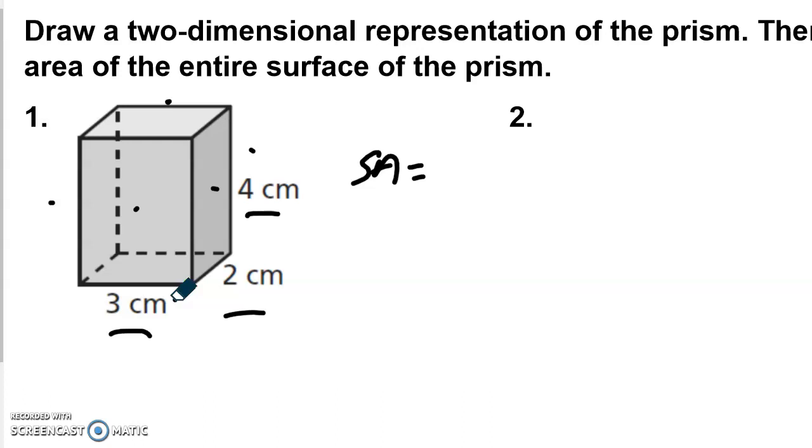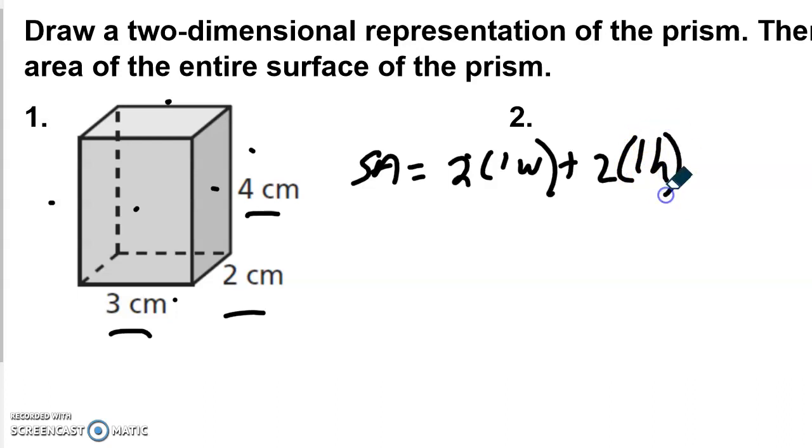So what I'm going to do to start with is I'm going to do a formula. So 2 length times width plus 2 length times height plus 2 width times height. And the reason I'm going to put all those 2's on there is because there's 2 of every rectangle. Again, there's a front and a back, top and a bottom, and the 2 sides.